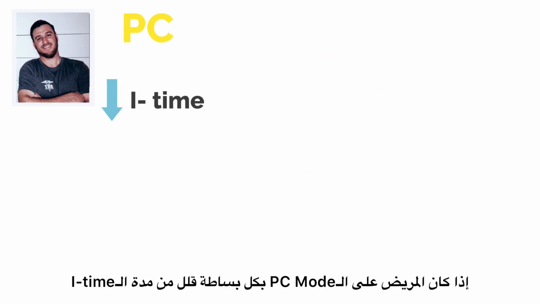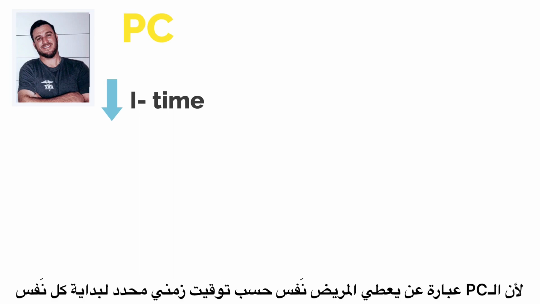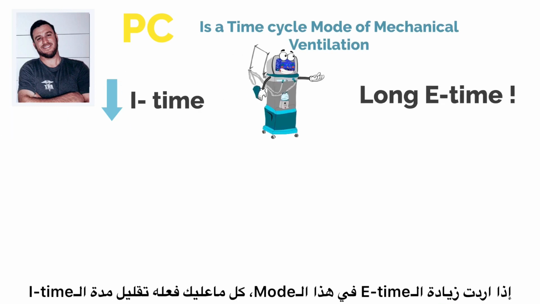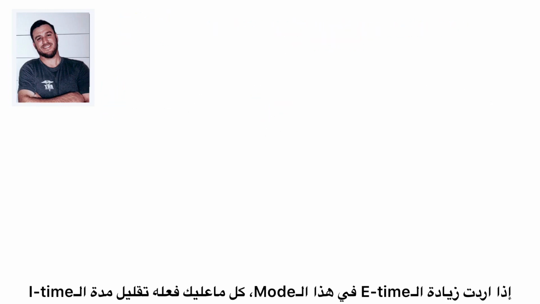Now, if you're in pressure control, you just simply turn your I time down, because pressure control is a time cycled mode of mechanical ventilation. So you can just drop your I time down, and that would give you a longer E time.